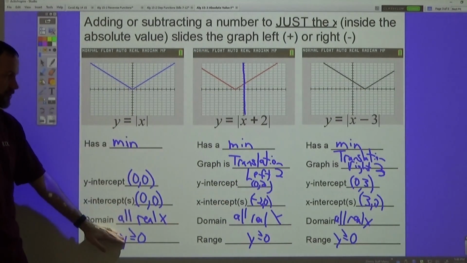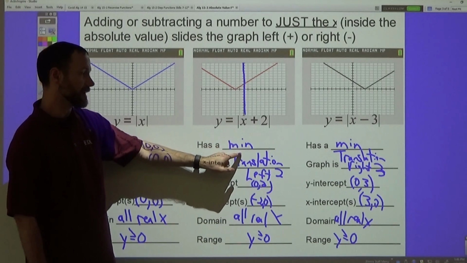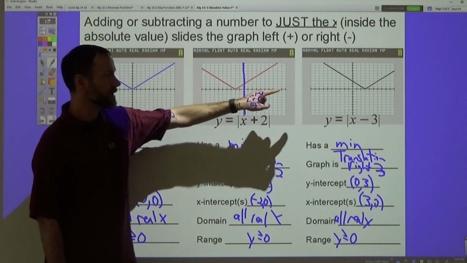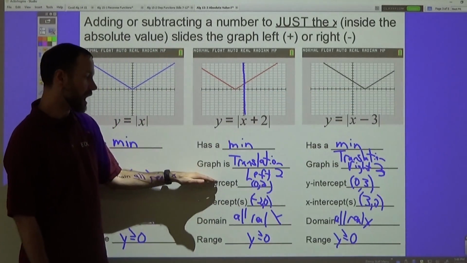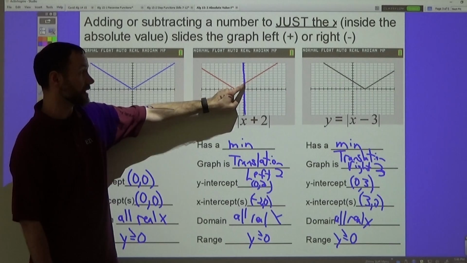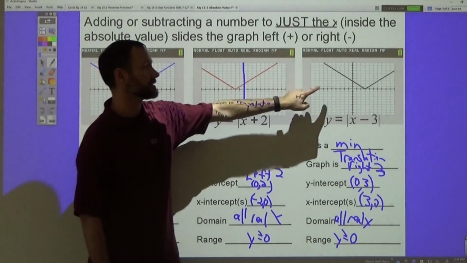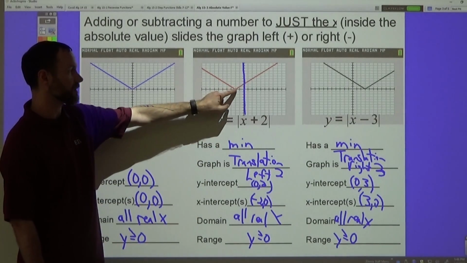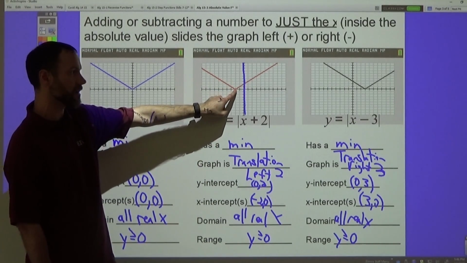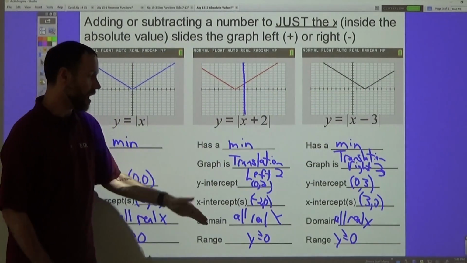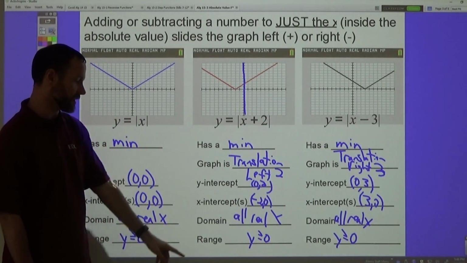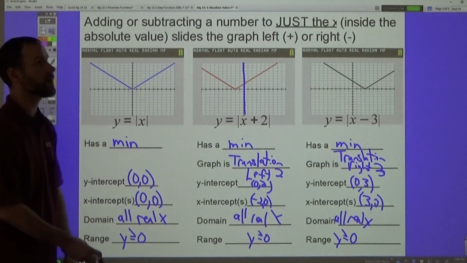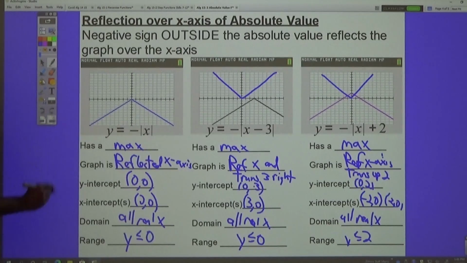So again, this was just our original one that we did on the first slide. Both of them have a min because they have that bottom value. This one's translated left 2. This one's translated right 3. Our y-intercept 0, 2 is where it crosses the y-axis here. 0, 3 is where it crosses the y-axis here. Our x-intercepts, where it crosses the x-axis, are negative 2, 0, and 3, 0. They go on forever in both directions, so that's all real x. And then the range is everything that's bigger than 0 on both of them, so y is greater than or equal to 0.